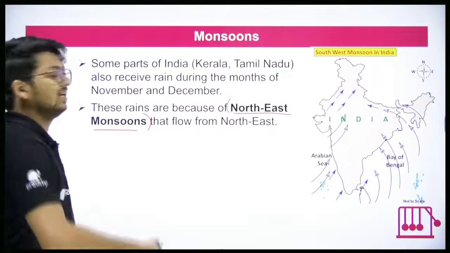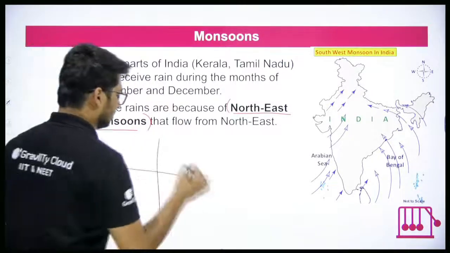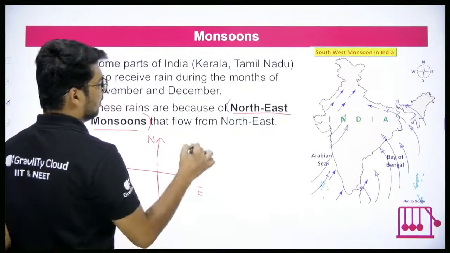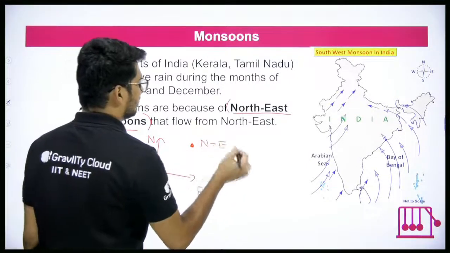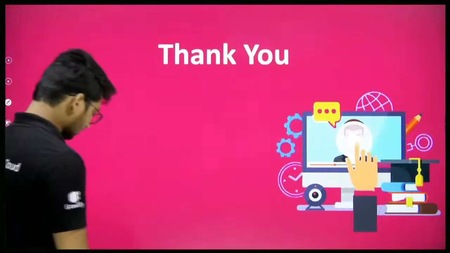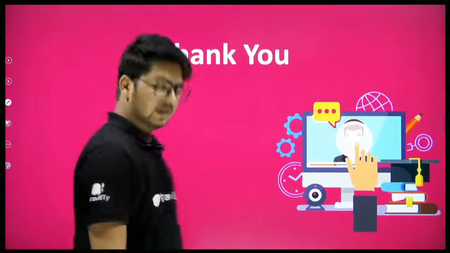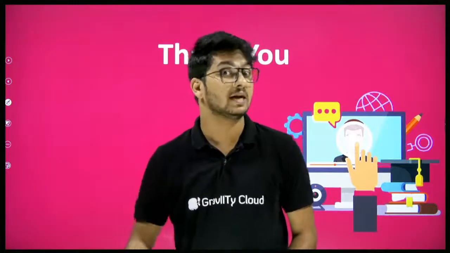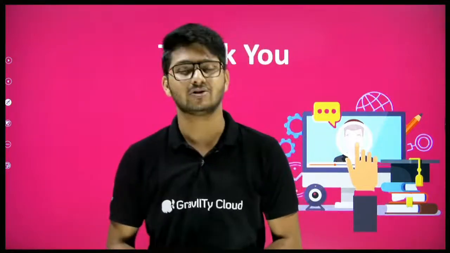Northeast monsoon means it is coming from the northeast. What is northeast? This is north. This is east. So they will be coming from this direction, northeast. Got it? Good. So that's it, everyone. We learned about rain, we learned about the water cycle, and we also learned about monsoons that bring us rain. Okay, so thank you. Thanks a lot.